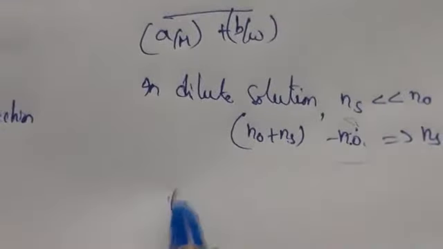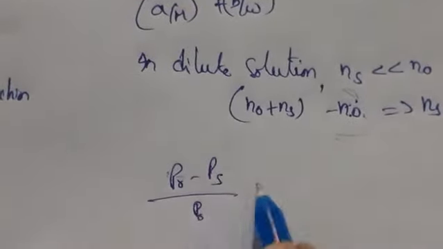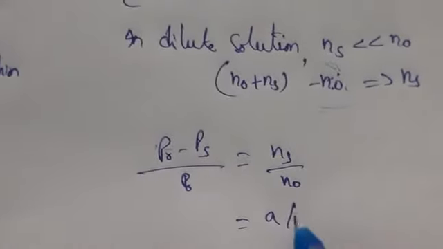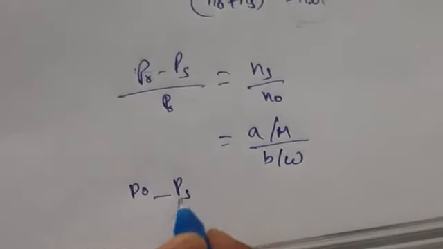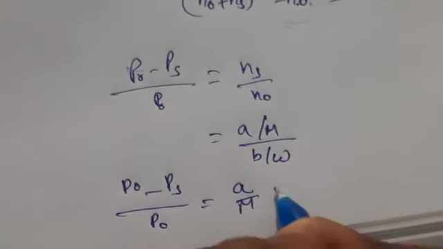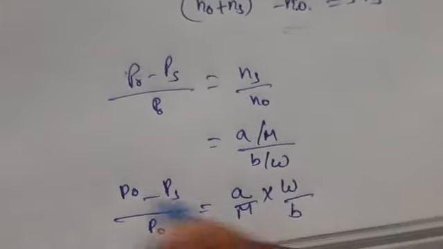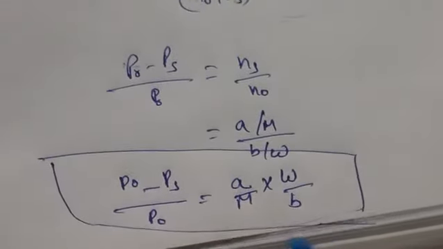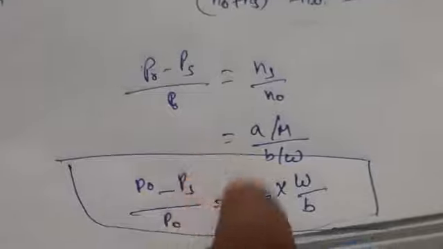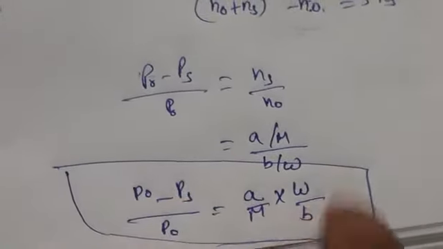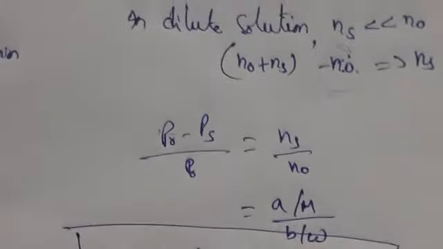You are going to get P naught minus Ps by P naught is equal to Ns by N naught, which means A by M by B by W. So the equation is P naught minus Ps by P naught is equal to A by M into W by B. This is nothing but Raoult's law. It means the relative lowering of vapor pressure of dilute solutions of a solute is equal to the mole fraction of the solute in its solution.